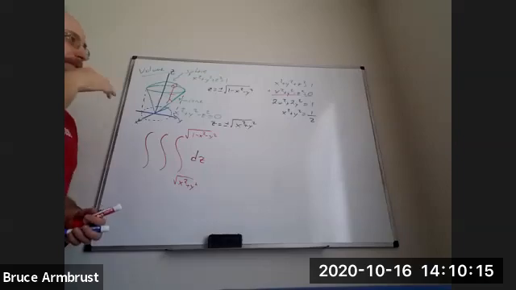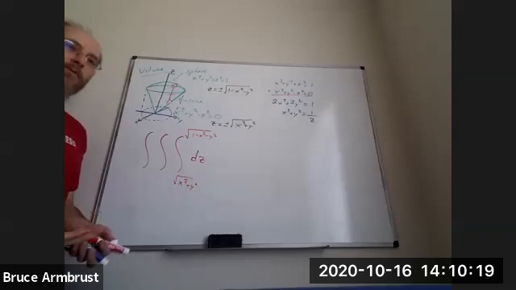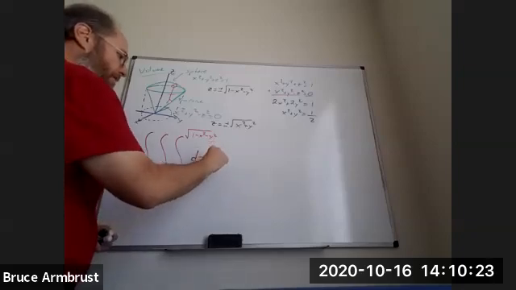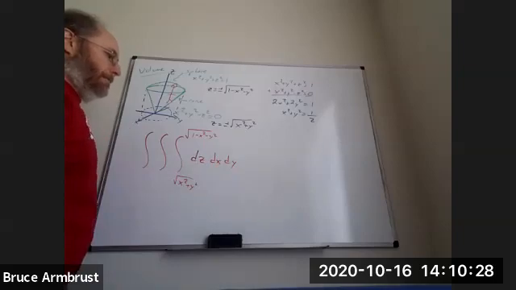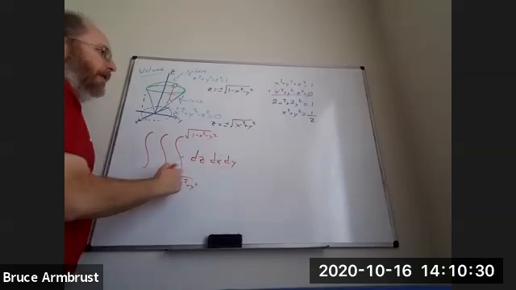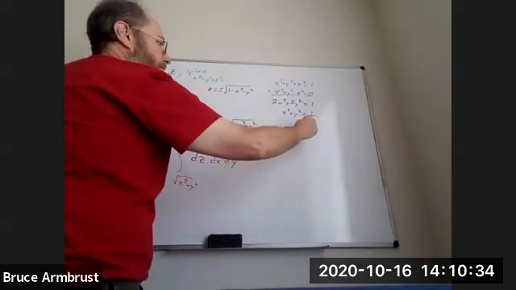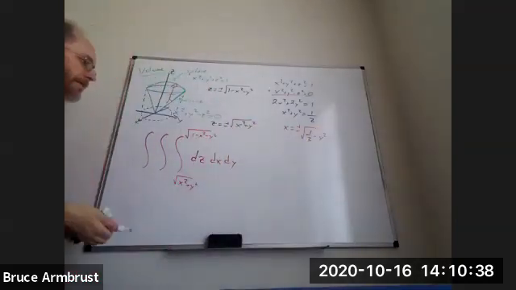All right, so since it's a circular region, it doesn't really matter whether we do dx dy or dy dx. So let's just do dx dy. If we do dx dy, we need to solve this for x. So x is plus or minus the square root of 1/2 minus y squared.